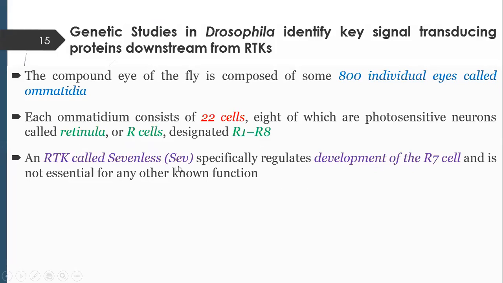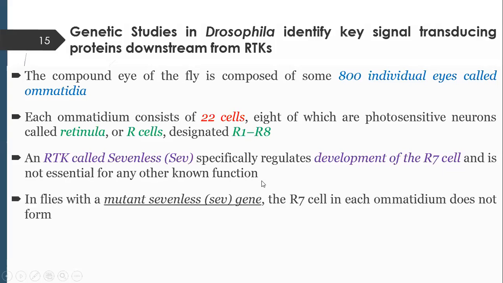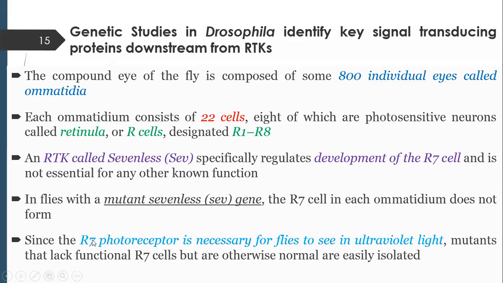So अगर ये रिसेप्टर मौजूद है, so इसने R7 सेल को develop करना है, ठीक है, and is not essential for any other function. So in flies with a mutant sevenless gene, the R7 in each ommatidium does not form. R7 ने नहीं, सेल ने नहीं बनना अगर ये रिसेप्टर म्यूटेंट है। So since R7 photoreceptor is necessary for flies to see in the ultraviolet light, mutants that lack the functional R7 cells but are otherwise normal are easily isolated.